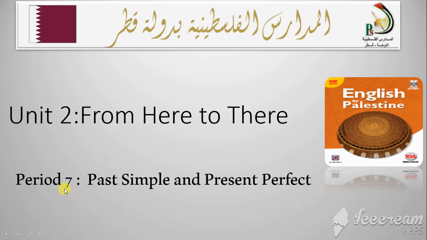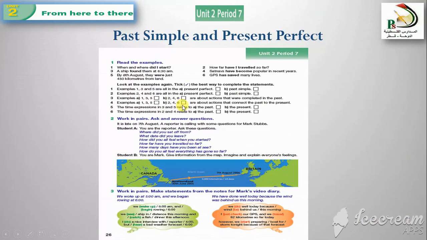Today I'll be covering period number 7, past simple and present perfect. A very easy grammar exercise. We are on page number 26, unit 2, period number 7, and today we will learn the difference between past simple and present perfect.